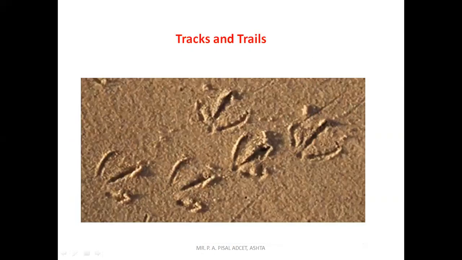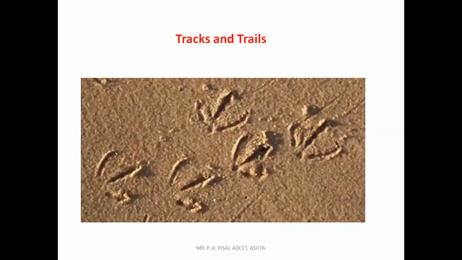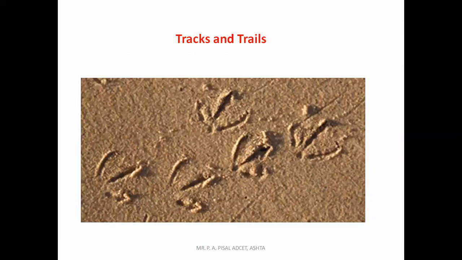Now the next structure in the sedimentary rock that we are going to discuss is the tracks and trails. Okay, tracks and trails. Now this is an example of tracks and trails. This is also an example of tracks and trails. Okay, this one and this one. Now can anybody tell me what it is? Yes, a reptile, correct.